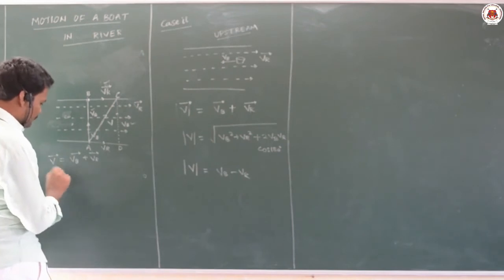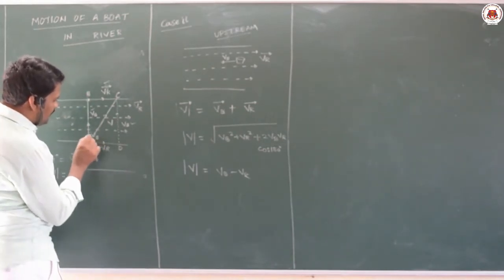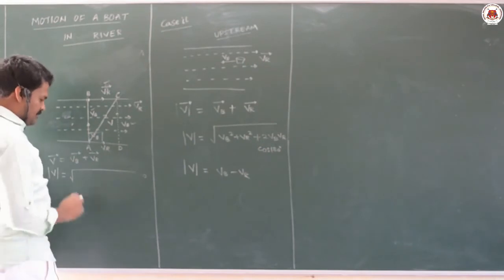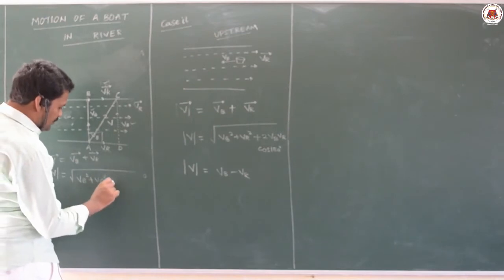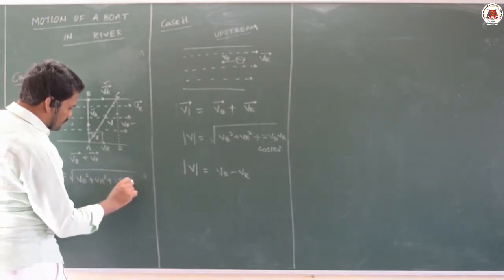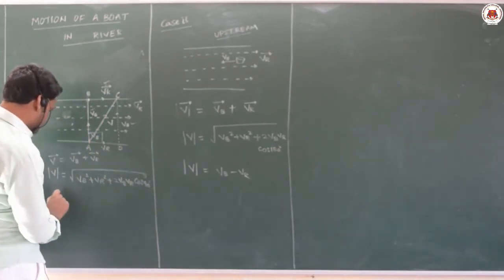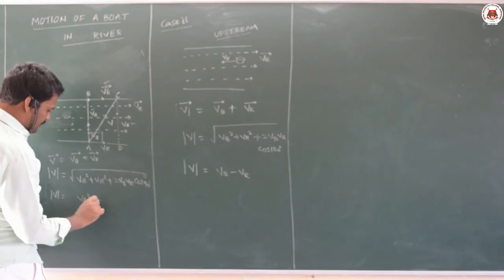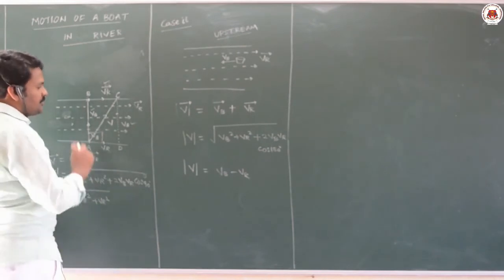Vb plus Vr. Now find the magnitude, you can apply the parallelogram law of vectors. Angle between Vb and Vr is exactly 90 degrees. So Vb square plus Vr square plus 2 Vb Vr cos 90. So what you are going to get? This you will get as under root of Vb square plus Vr square. Okay, this is the resultant velocity.